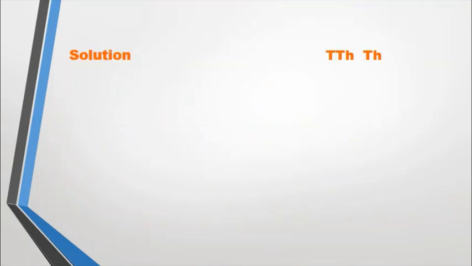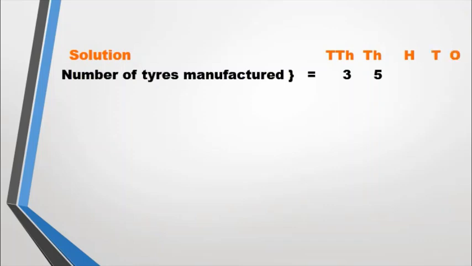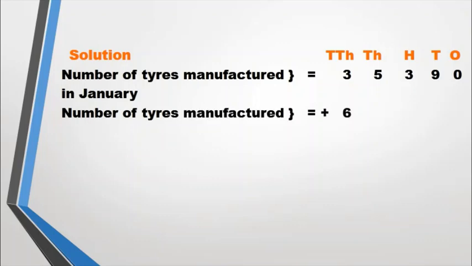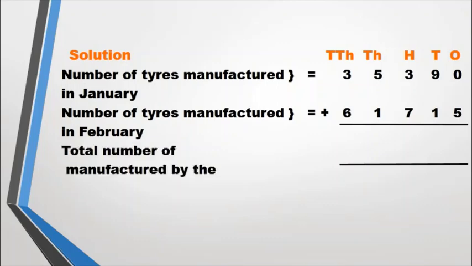Children, first let us write the statements for the given information. The first statement is number of tires manufactured in January. It is 35,390. The second statement is number of tires manufactured in February. It is 61,715. Now what we have to find out, children? Tires manufactured by the factory. And how do we get this? We have to add these two numbers. So the third statement is total number of tires manufactured by the factory.